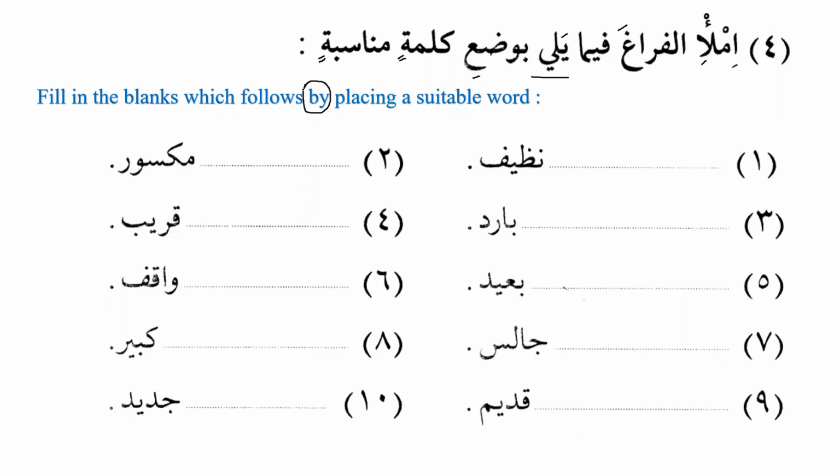And if you remember, I told you that ba, wow, ma, and lam, li, they have lots of uses. Okay, so you need to know these uses, and from the beginning, you should write down the uses, and you can see over here that here ba is used to mean by, biwad'i, by placing a suitable word. Okay, nadhifun, so you can put any word over here. If you have lots of vocabulary, you can put any word over here.